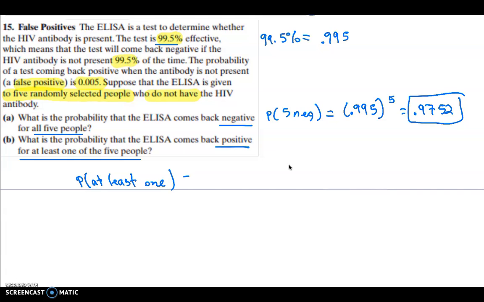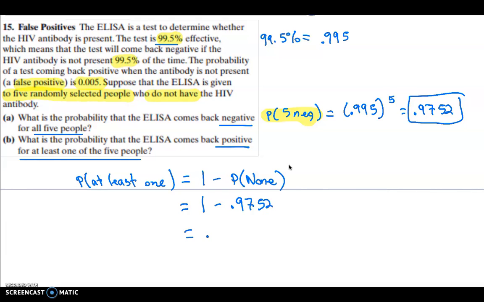So we are going to look at the complement of this. The probability of at least 1, its complement is 1 minus the probability. And if you think of the complement of at least 1, that complement would be none. That means, in our case, that none come back positive, or, in other words, they all come back negative. We found the probability that all 5 were negative up here, so the probability that at least 1 comes back positive would be 1 minus the 0.9752, that probability that they're all negative.